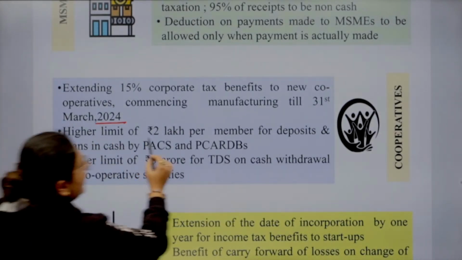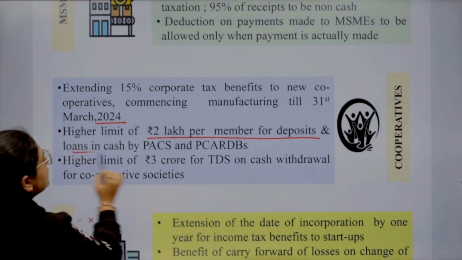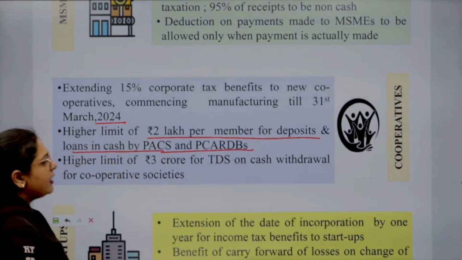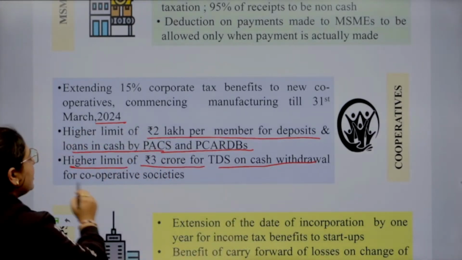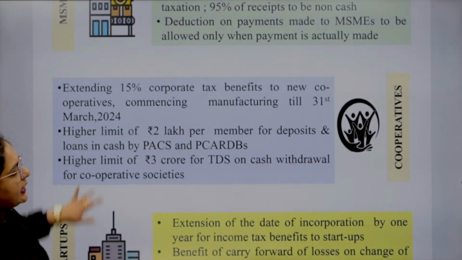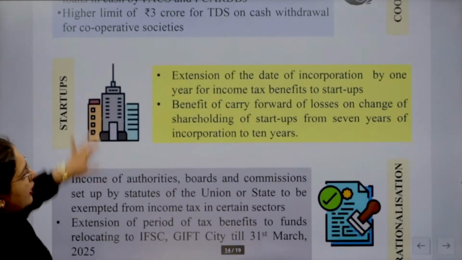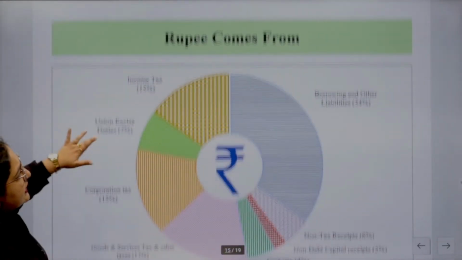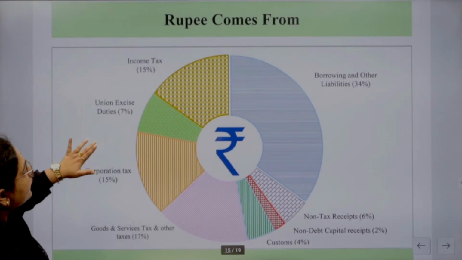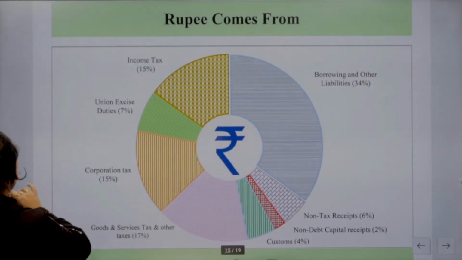Higher limit of 2 lakh per member for deposits and loans in cash by PACS and PCARDBs. The higher limit of 3 crore for TDS on cash withdrawal for all the cooperative societies, right? So these are some of the important benefits which are given to the MSMEs so far. Now let's take a look at where the money is coming from this year.